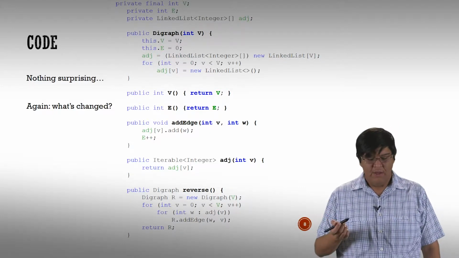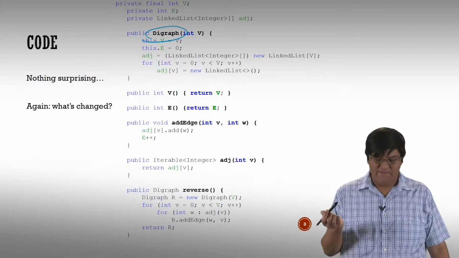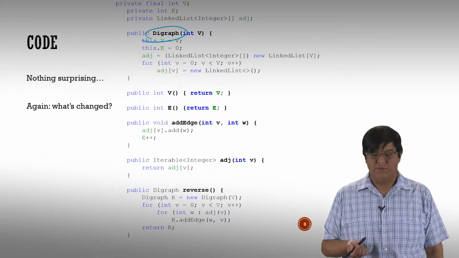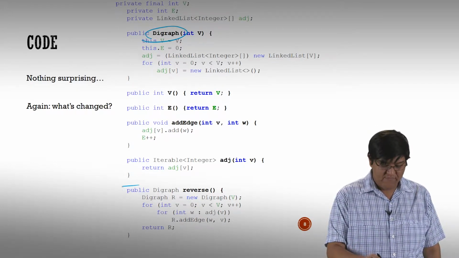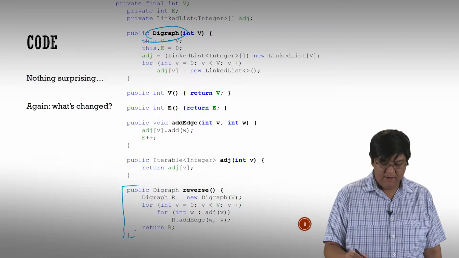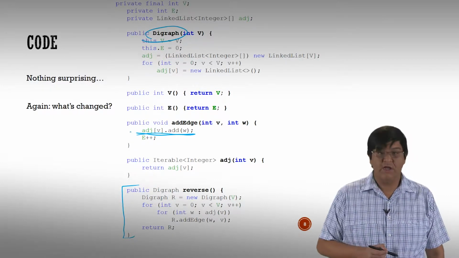Alright, so what's changed? There's a freebie up top, which is of course the constructor, right? That doesn't really do anything though, so whatever. What else has changed? Well, there's really only two things that have changed here. One is of course the addition of reverse. The other is add edge. And you may not have seen this, but basically add edge got simpler.